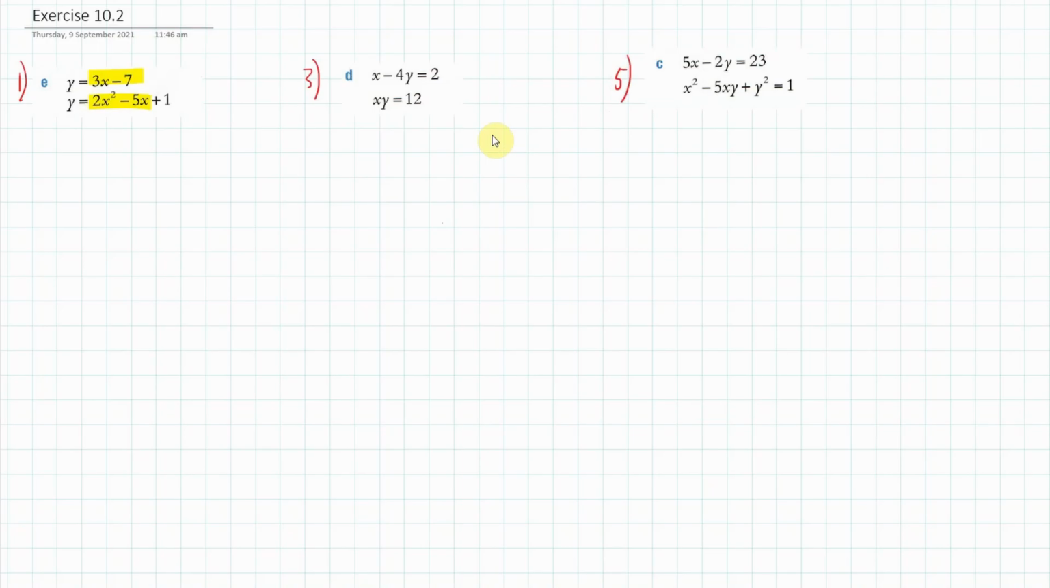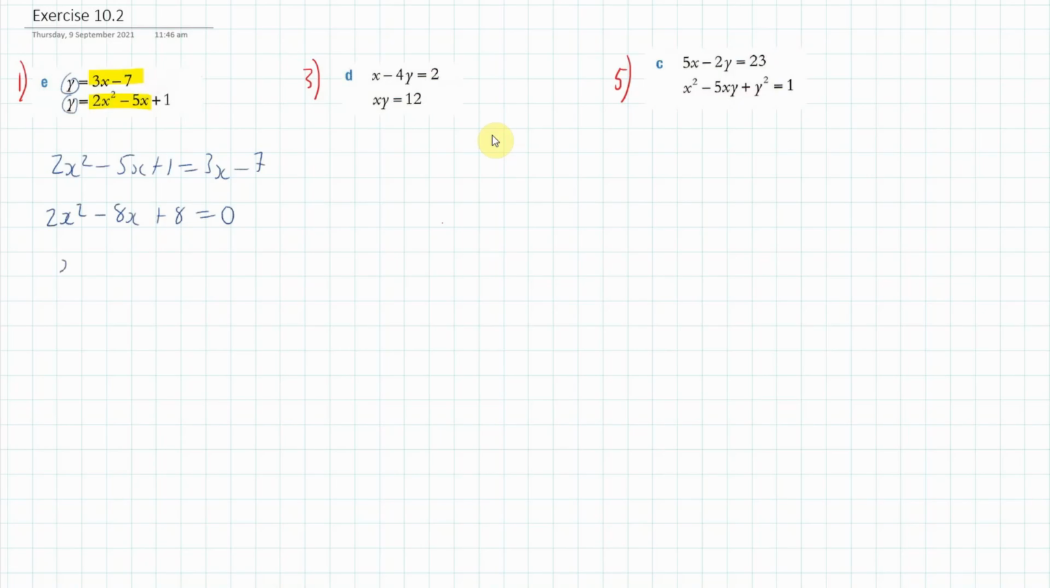The first step is you can see that we've got y here and y here, which means that we can make the right hand sides equal to each other. So I'm going to do this. Then I'm going to form a quadratic by pulling everything across to one side. So if I pull that 3x across, I get minus 8x. If I pull that minus 7 across, I get plus 8. And then it equals 0.